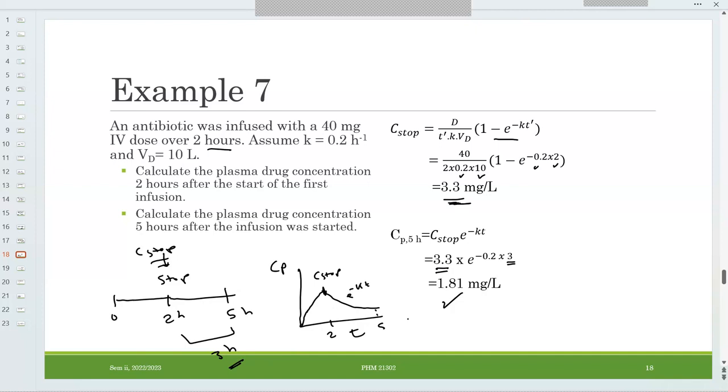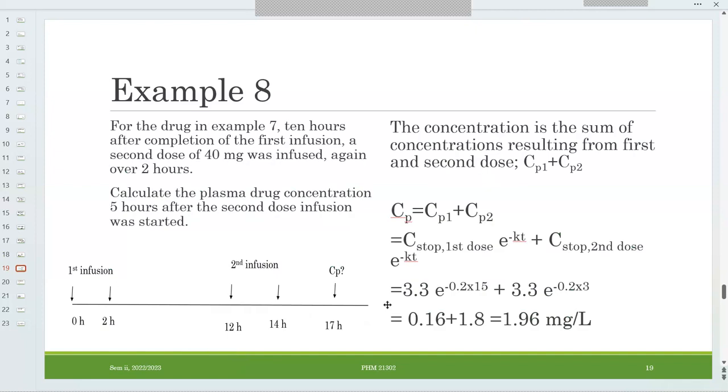So the level obviously is decreasing. It will give 1.81 milligram per liter. At this time the concentration will be lower and will keep decreasing if no other dose is given. So how about if multiple doses have been given? For the drug in example 7, 10 hours after completion of the first infusion, a second dose of 40 milligram was infused again over 2 hours. Calculate the plasma drug concentration 5 hours after the second dose infusion was started.